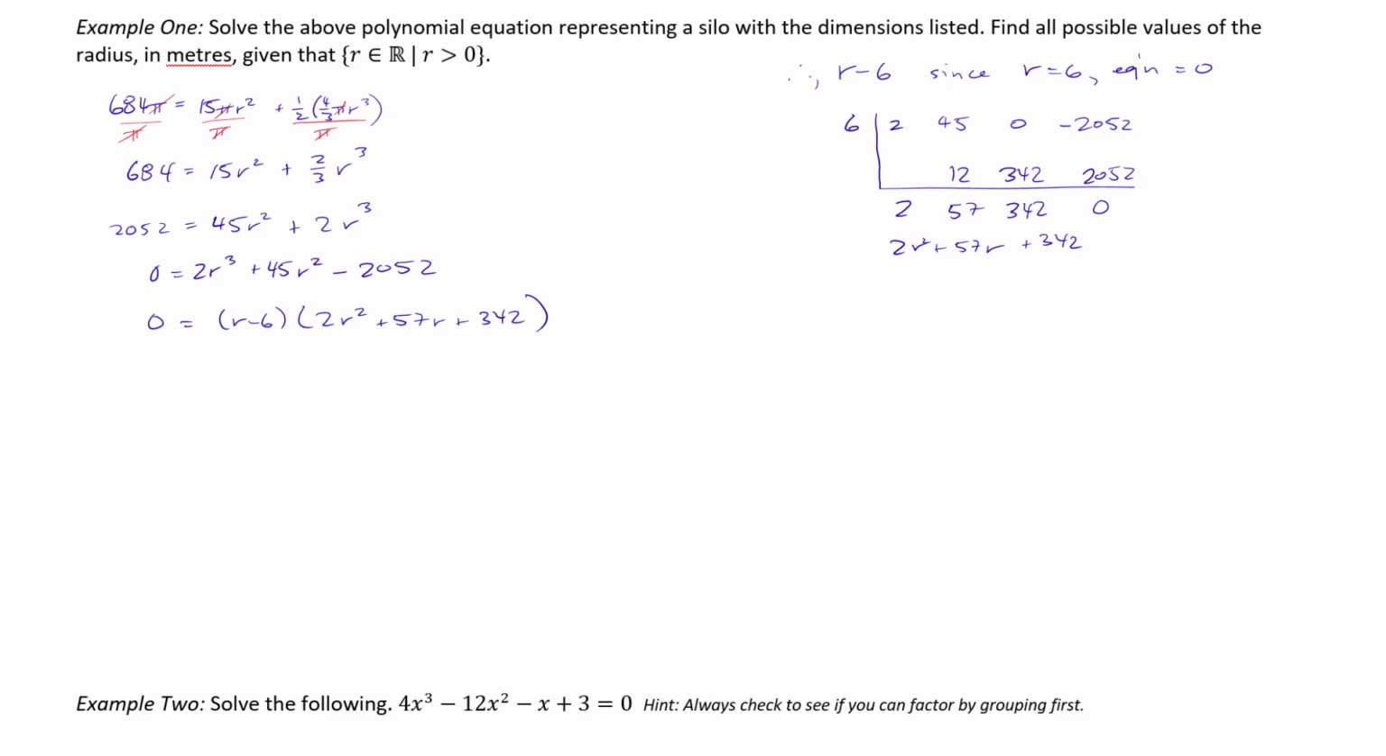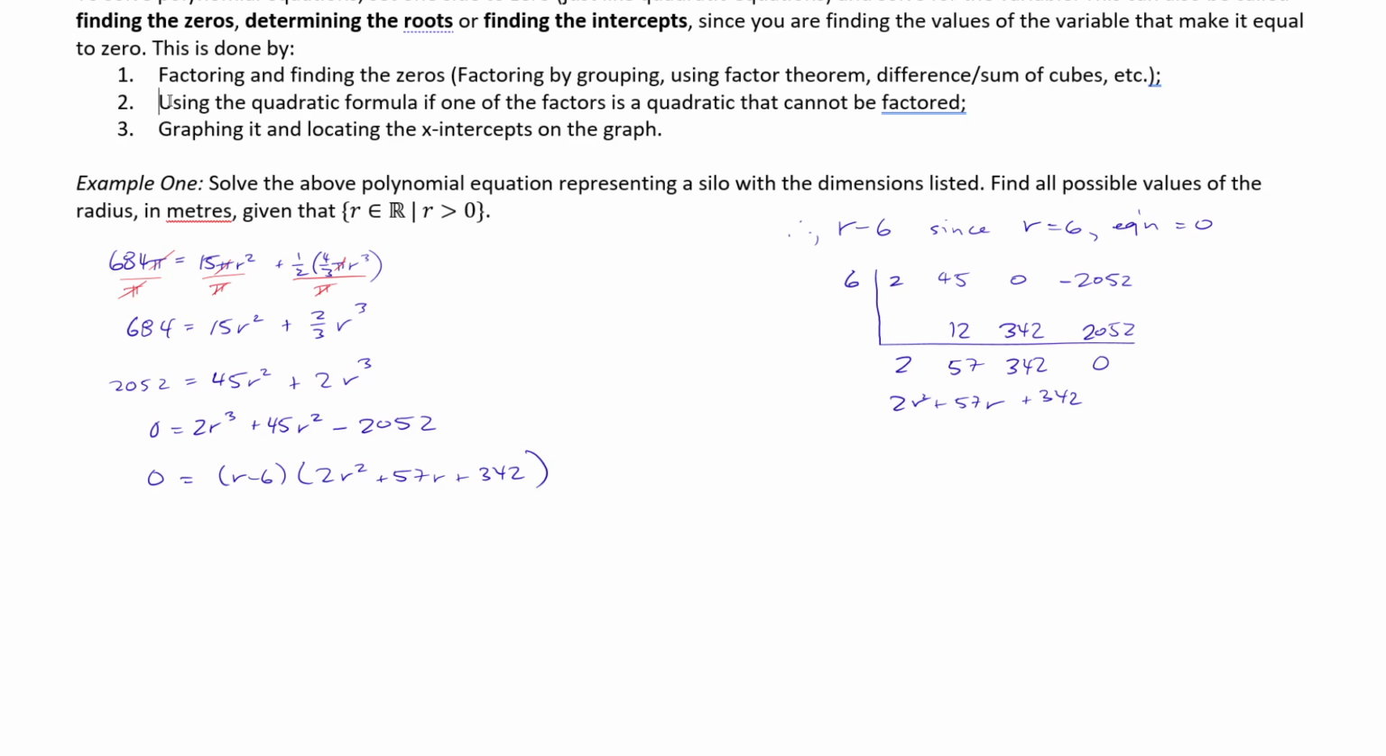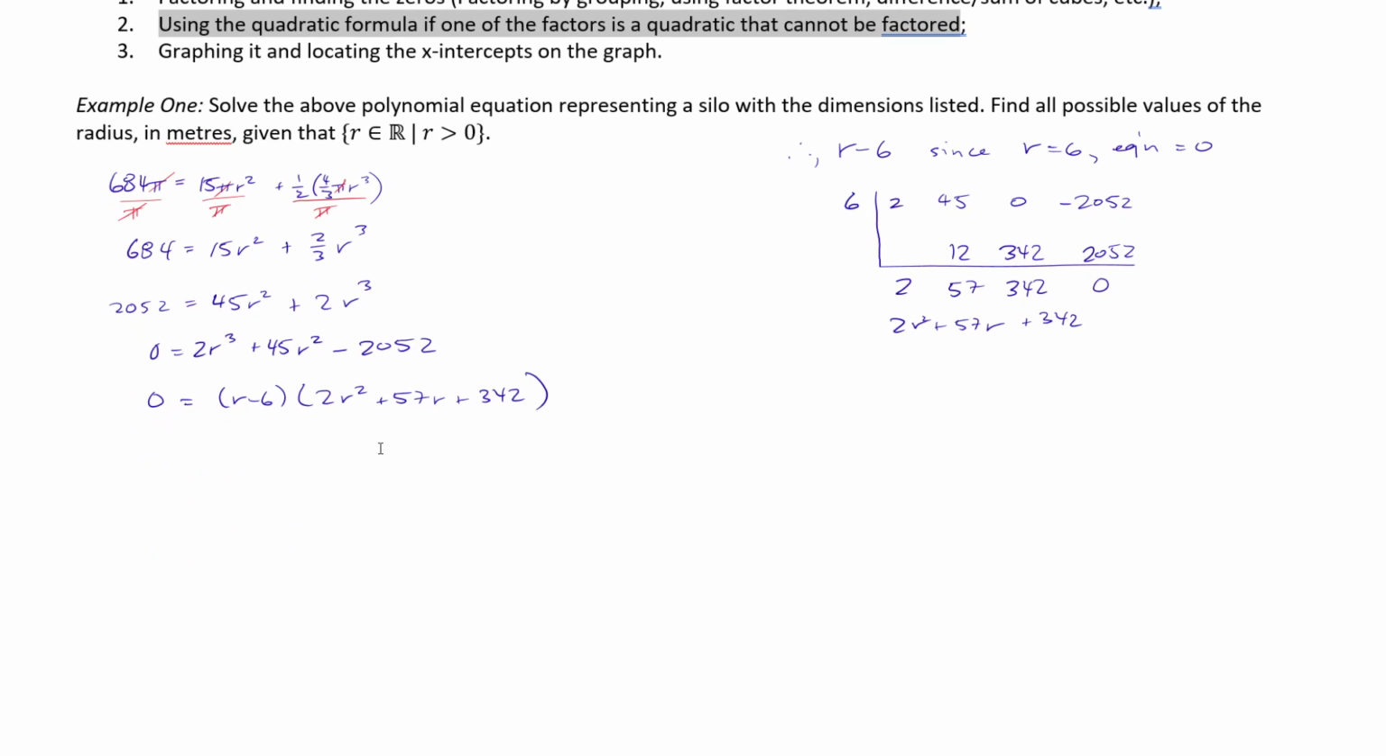Now it says up here, if we look at what the next step is, we can use the quadratic formula if one of the factors is a quadratic that cannot be factored. I don't want to go through the measures of finding two numbers that multiply to 684 but add to 57, okay? So I think it's just easier to use the quadratic formula.